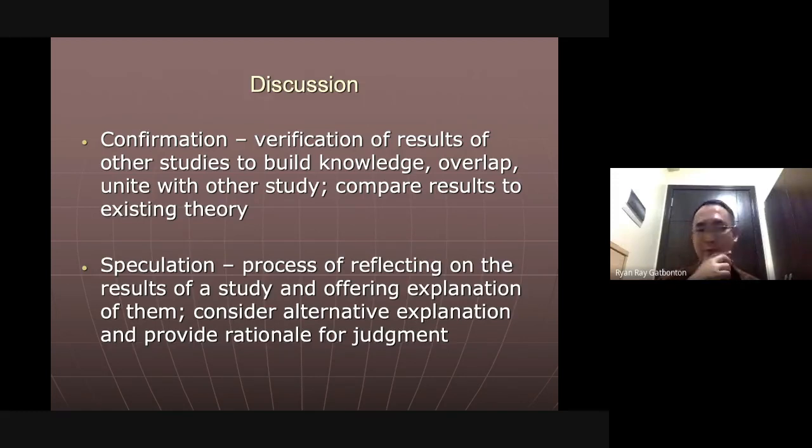It can be in the form of confirmation, meaning verify mo yung results with other studies, or pwede rin naman na nagsuspeculate ka. Or a process which involves reflecting on the results of the study and offering explanation of them. So, you try to explain why this happened, no? Pero syempre dapat yung explanation mo rooted pa rin in scientific evidence. Okay?